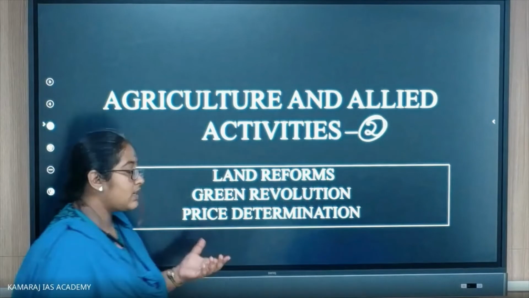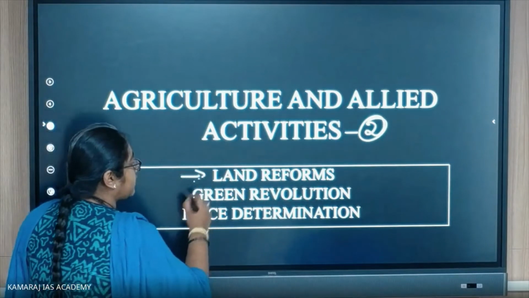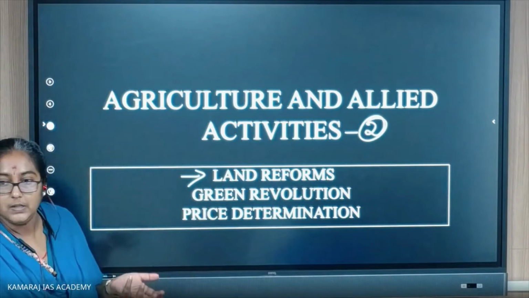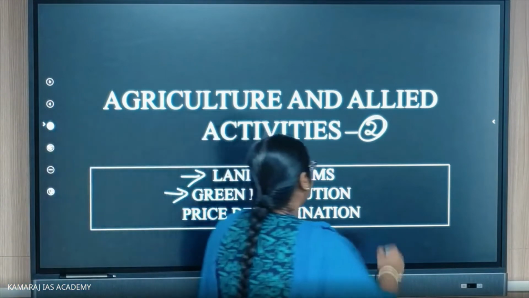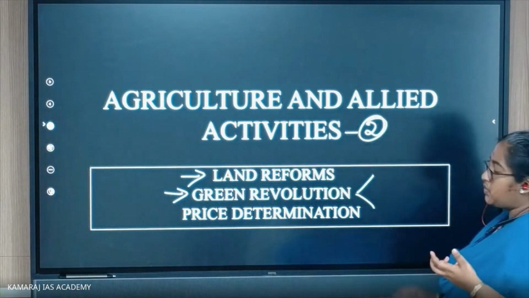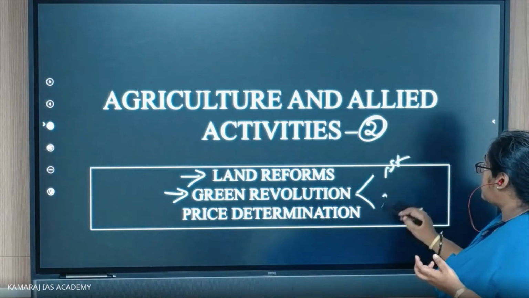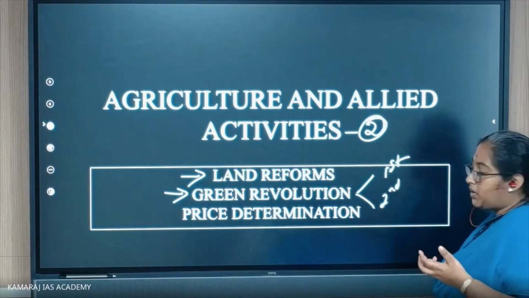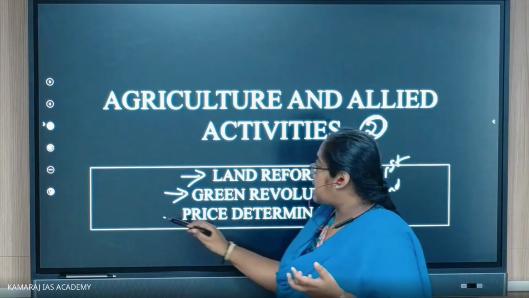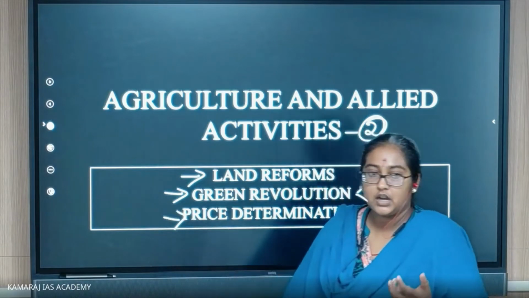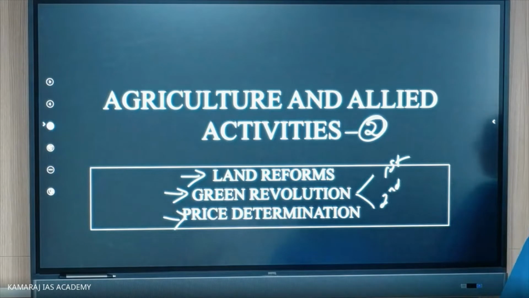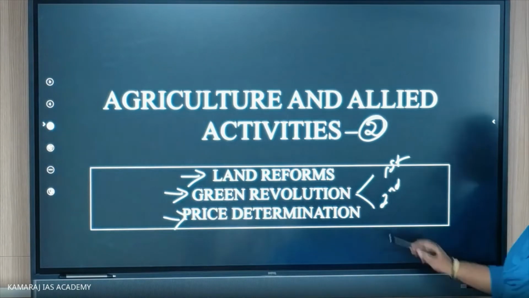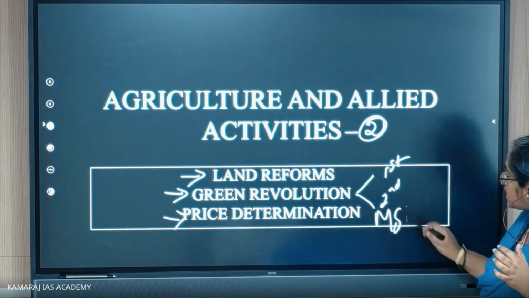In the first class, the first focus will be on land reforms, Nilasir Tiruthangal. The second one will be on the green revolution, Pasmai Purachi. Here we will be talking about two revolutions: the first green revolution and the second green revolution. The third one is price determination, which is nothing but how agriculture prices are set. For example, the major focus is on MSP, minimum support price.